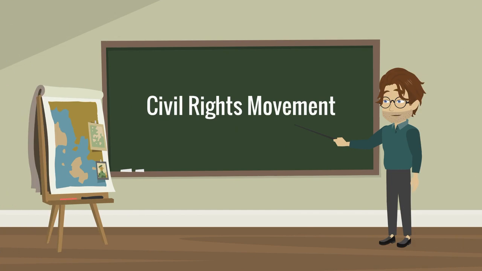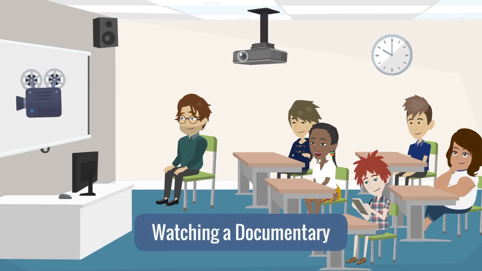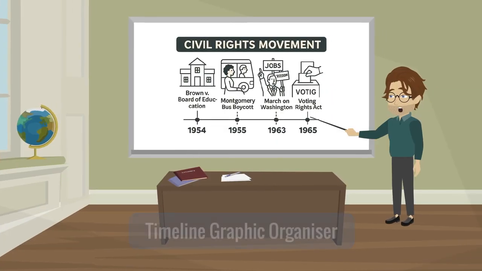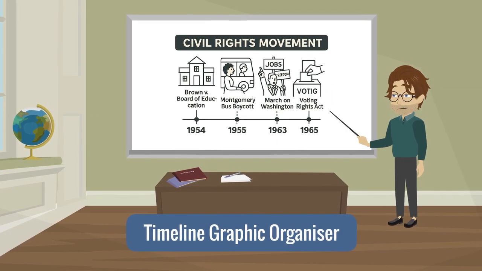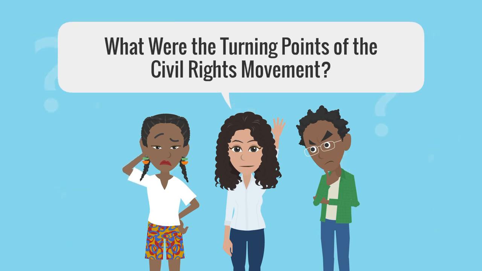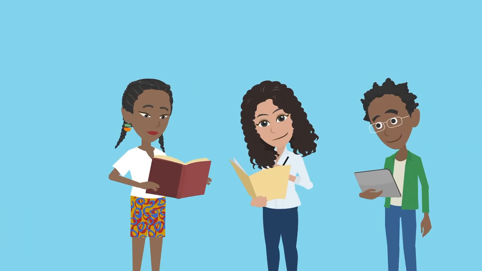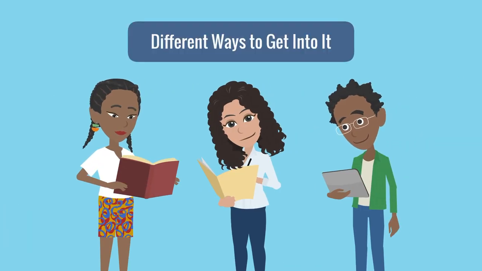For example, in a history lesson on the civil rights movement, one group might read an article, another watches a short documentary, a third uses a timeline graphic. They all tackle the same key question: what were the turning points of the civil rights movement? Same goal, same curriculum, different ways of getting into it.